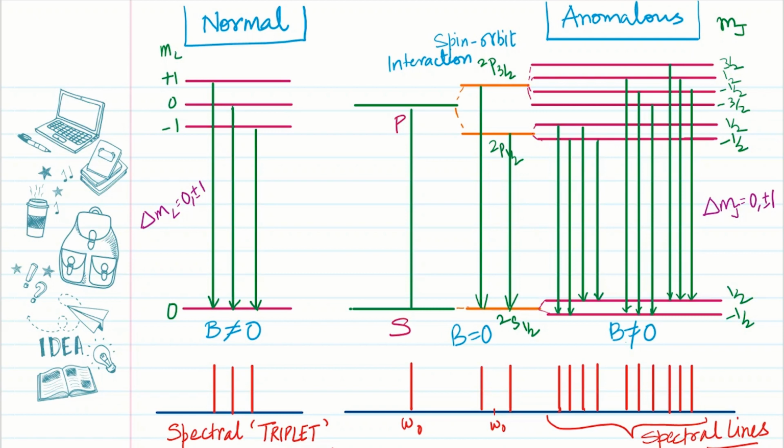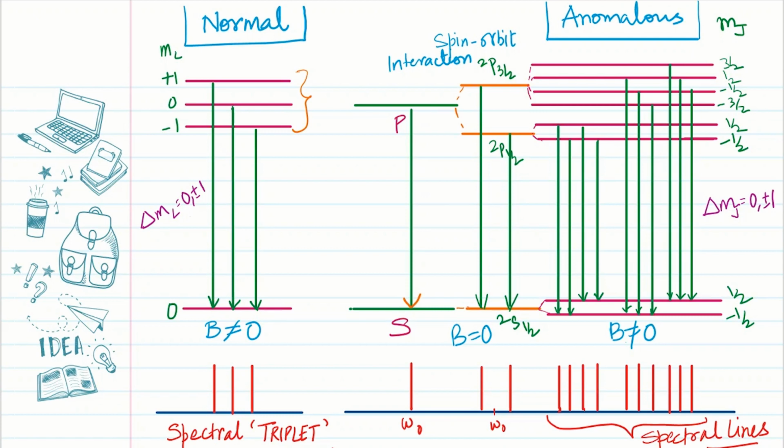On the left hand side we are seeing the normal Zeeman effect, and on the right hand side we are seeing the anomalous Zeeman effect. We are having this P to S transition. We can split this P because the L is 1 for P, so M_L can take plus minus 1 or 0. In the presence of magnetic field, P level splits into the three levels, plus minus 1 or 0, and S remains the same. We have the selection rule in the normal Zeeman effect, that is delta M_L should be 0 and plus minus 1. Going with the selection rule, we have these three transitions. So we are seeing the triplet in the normal Zeeman effect.